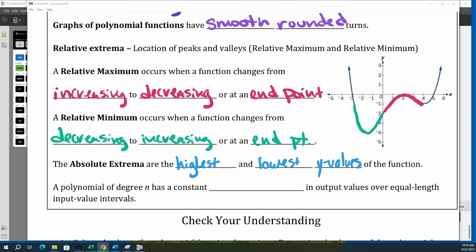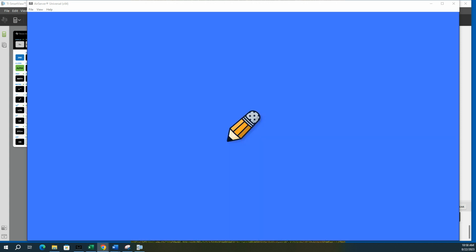All right, and then we kind of figured this out with the cubic, but a polynomial of degree n has constant n differences in output values over equal length input value intervals. Now, I've already kind of started thinking about the next test that we're going to take, and there's going to be another question like that free response one you had, where you decided if it was linear, quadratic, or neither. But on the next one, it'll be linear, quadratic, cubic, quartic, neither. So you're still going to do the same thing. You're still going to practice wording everything correctly. So the more you practice, the better you're going to get for sure.